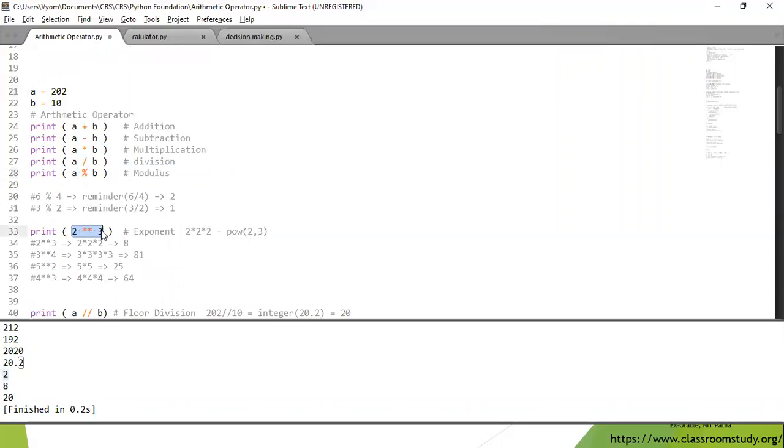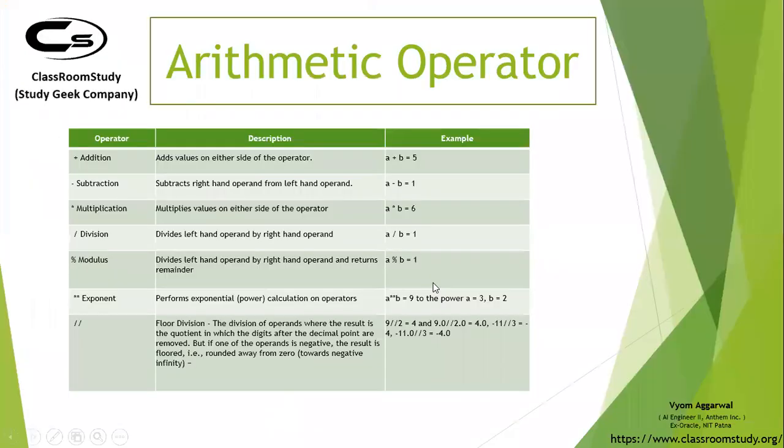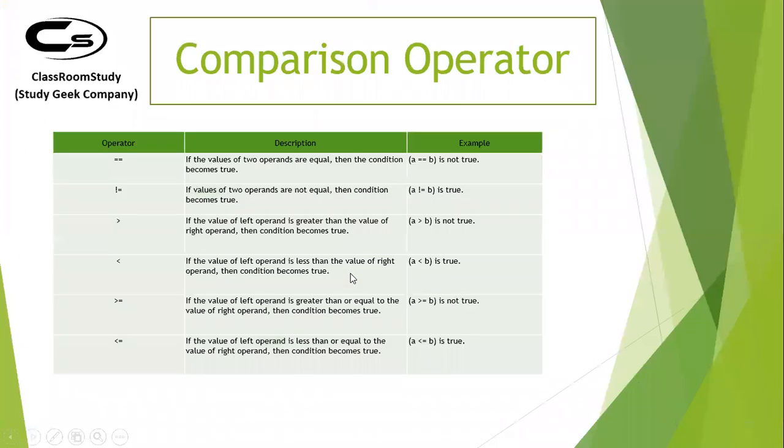Then next is exponent, 2 into 2 into 2, 8. And then the last one, as we already solved, the answer is 20. Okay. I hope this is clear. Let's quickly move to the next operator that we have here.